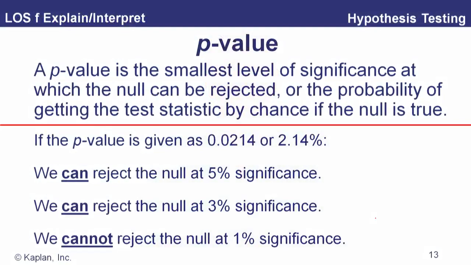So if we get a p-value, and based on our test statistic, we say, well, we wouldn't have gotten anything this large when the null is true, only 2.14% of the time. So by looking at the p-value, it kind of tells us the strength of our results. Now, if our p-value is 2.14, we can reject it at the 5% significance level or the 3% significance level, but we can't reject it at the 1% significance level.